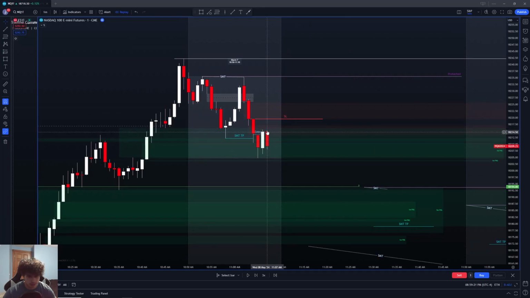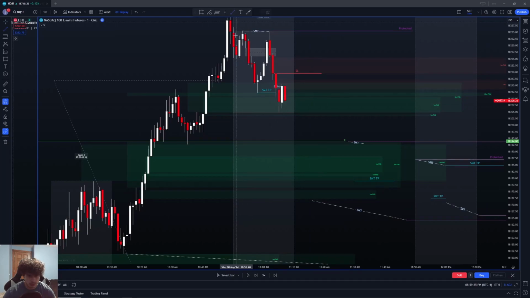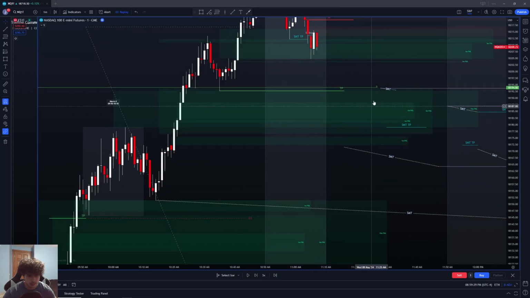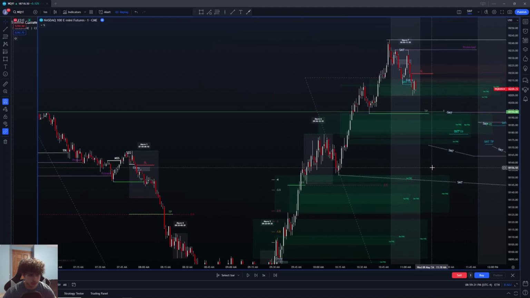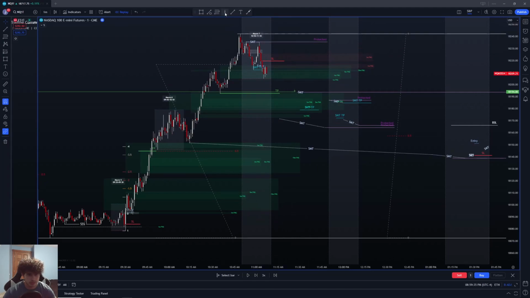See the rejection. You could also take it off of this red candle, and then my TPs would be this low. It would also be 50% of this range, so let's draw that out real quick.